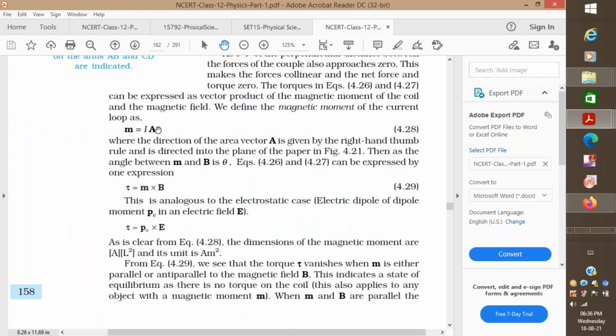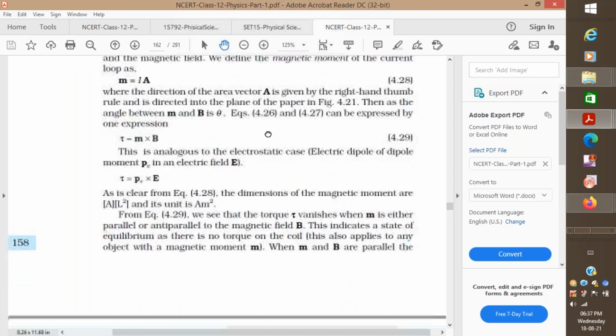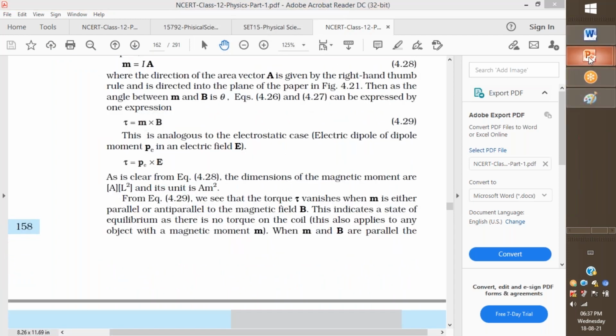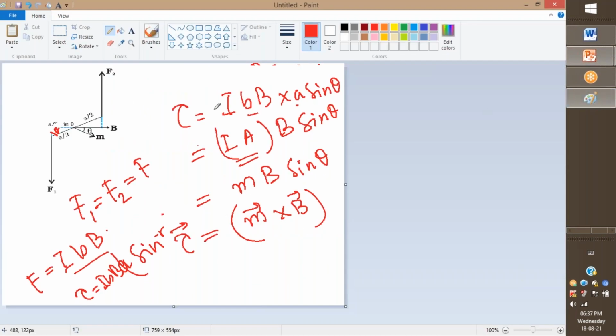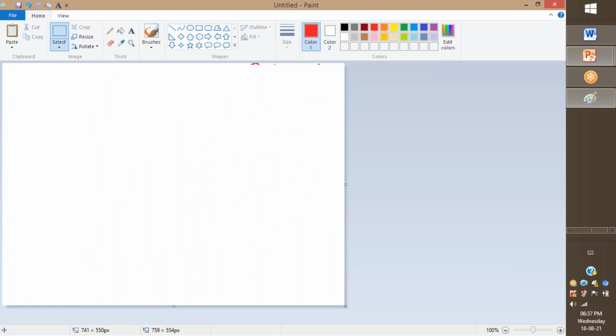So finally we get here, which they have told you that this M is magnetic dipole moment, and we can use the right hand thumb rule to find out the direction of the dipole moment. Okay, so I'll tell you how to apply the right hand thumb rule for finding out the direction of the dipole moment.